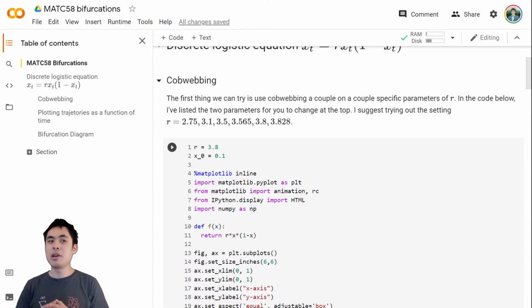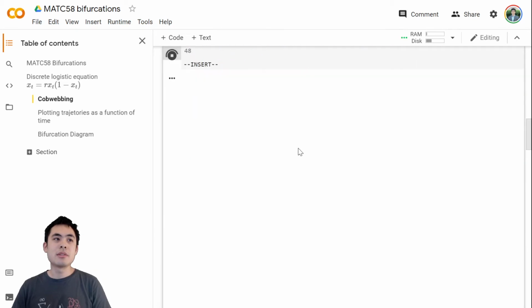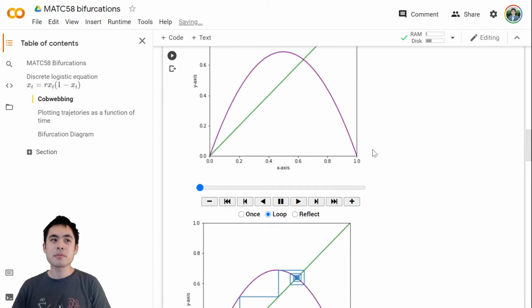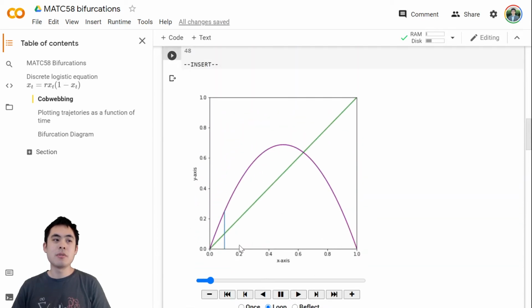Because as we saw in the last video, this controls how many stable fixed points you have. It controls what the stable fixed points are, as well as if you have stable 2 cycles or 4 cycles or 8 cycles. So let's start by setting this to 2.75. So what do you get? Well, we do the cobwebbing. You have your diagram, and this is what it looks like at the end, but let's play it and see what happens. For 2.75, if we start at 0.1, it goes up, and then it circles around and comes into this stable fixed point.